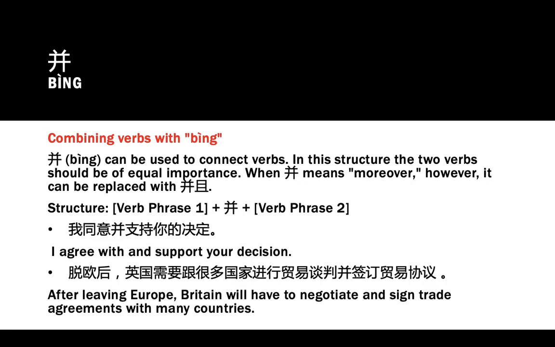Okay, so the first example, 我同意, the first verb, 并支持, the second verb, 你的决定. I agree with and support your decision. 我同意并支持你的决定. The second example, 脱欧后，英国需要跟很多国家进行贸易谈判，并签订贸易协议。那这个里面的两个 verb，一个是进行贸易谈判 and the second one is 签订贸易协议。So after leaving Europe, Britain will have to negotiate and sign trade agreements with many countries.